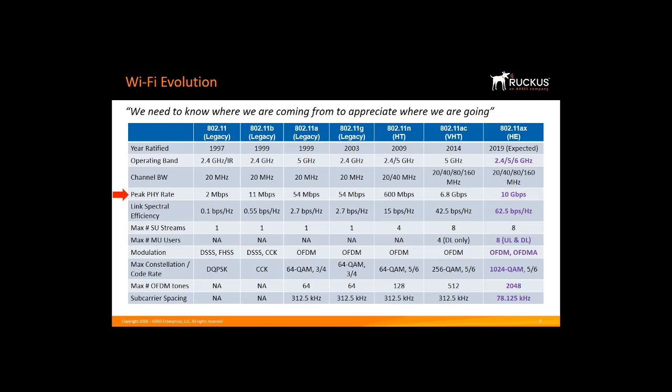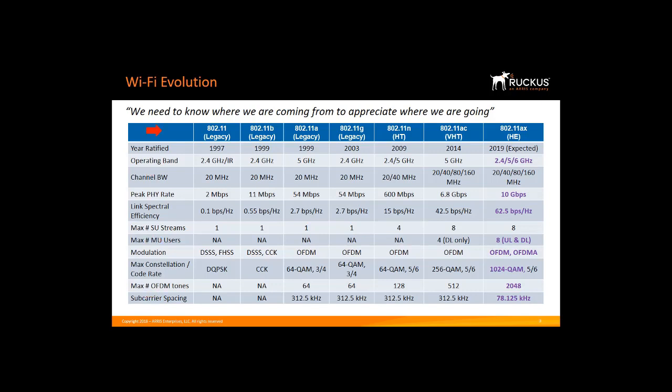People talk about high throughput, but what really matters is how well we utilize the spectrum. High throughput sells products because it's easy for everyone to understand, but what really matters is how well the standard uses the available spectrum. This is measured by link spectral efficiency. The first standard could push 0.1 bits per second per hertz. Today, with 11ax, we're pushing 62.5 bits per second per hertz. The standard is becoming more efficient in utilizing the available spectrum. This is what matters most. How often are we going to be in a situation where we really need 10 gigs?